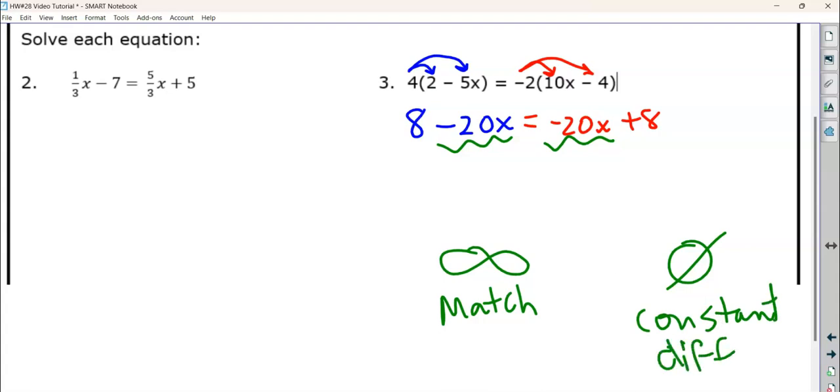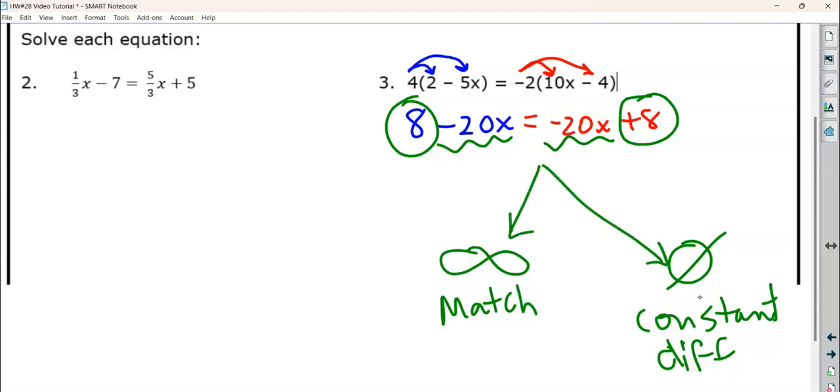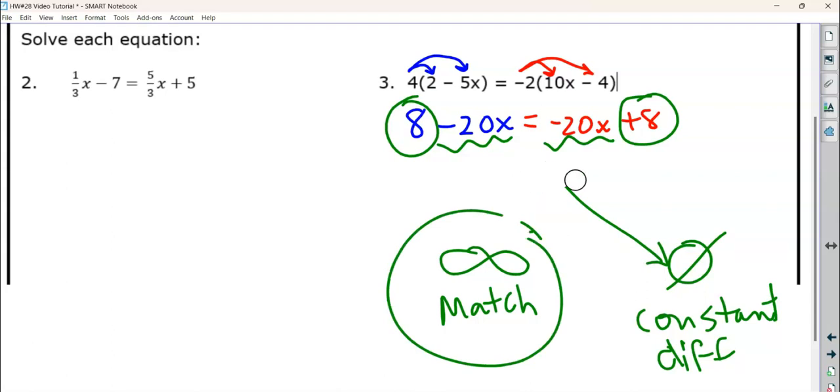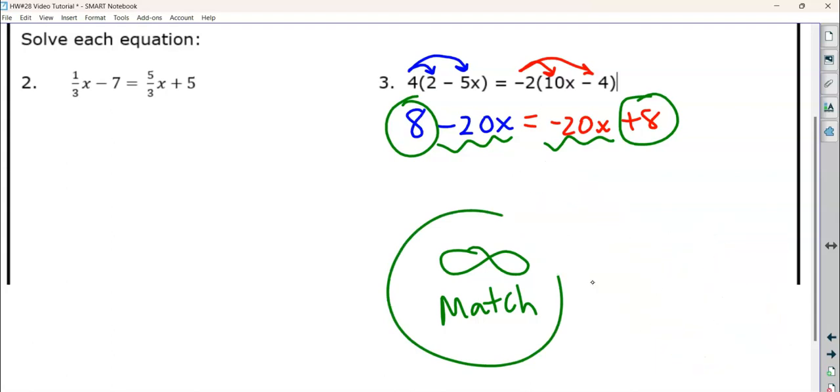So we're going to look at our constants here. We have a positive 8 and a positive 8. So if you have a match for your variables, it's one of these two special solutions. If you have a match for your constants, the answer is infinite solutions. So the answer to this question is infinite solutions because it's a perfect match.